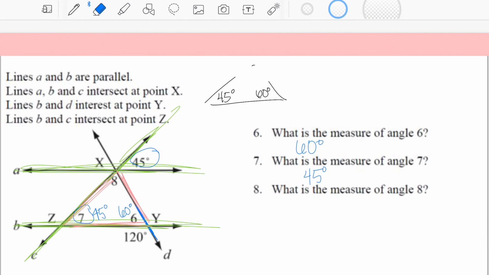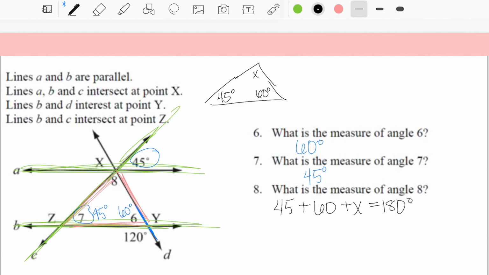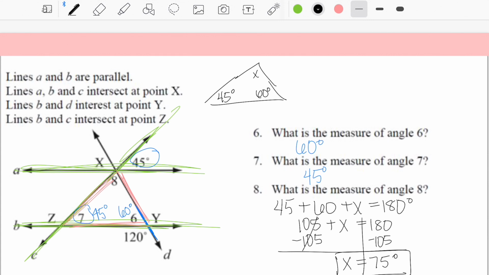So what I'm actually going to do is take away this angle 8, and replace it with x because I don't know the angle measure. But I know that 45 plus 60 plus x will need to be 180 degrees. I can combine 45 and 60 to make 105 plus x is equal to 180. And now all I need to do is subtract 105 from both sides to get that x is equal to 75 degrees. So angle 8 is equal to 75 degrees.